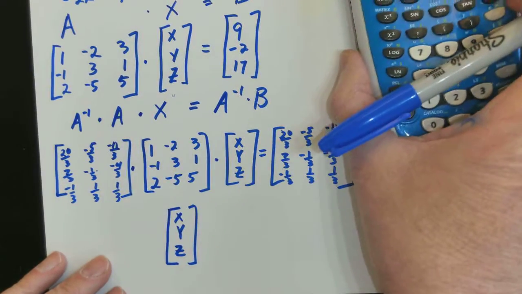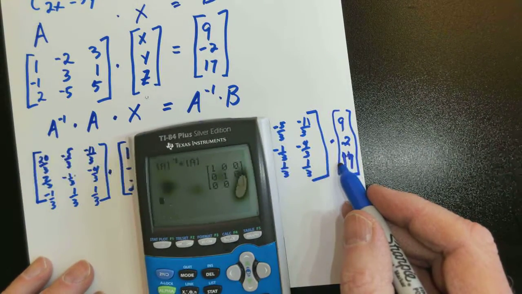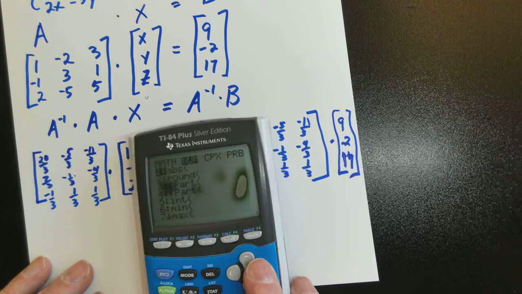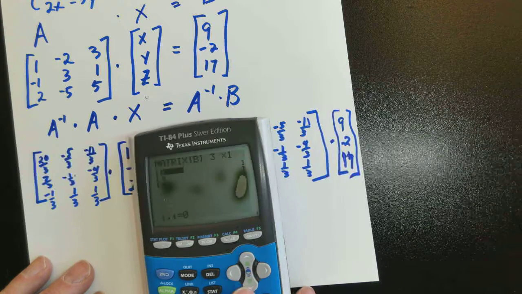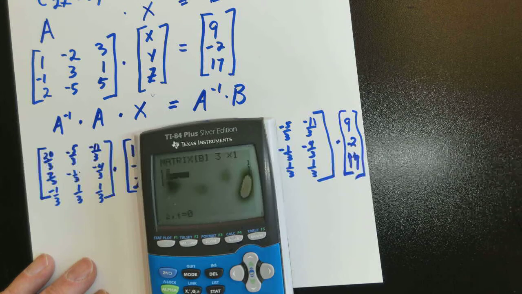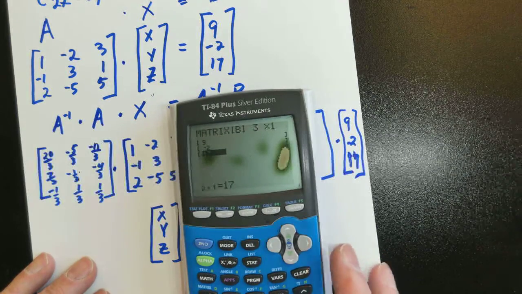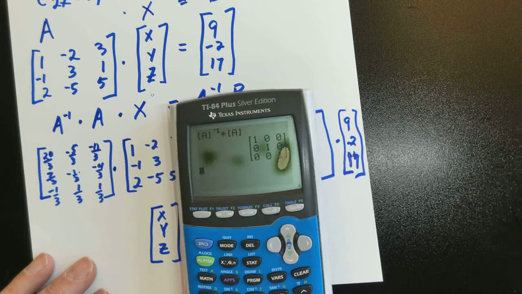Okay. Now, I have not put this column matrix in yet. The 9, negative 2, 17. And I'm going to put that in B real quick here. So math is not where I want to be. Matrix is where I want to be. Edit, matrix B. So I'll go down to B. I want that to be a 3 by 1. I've got 9, negative 2, and 17. And quit. All right, so I got that.